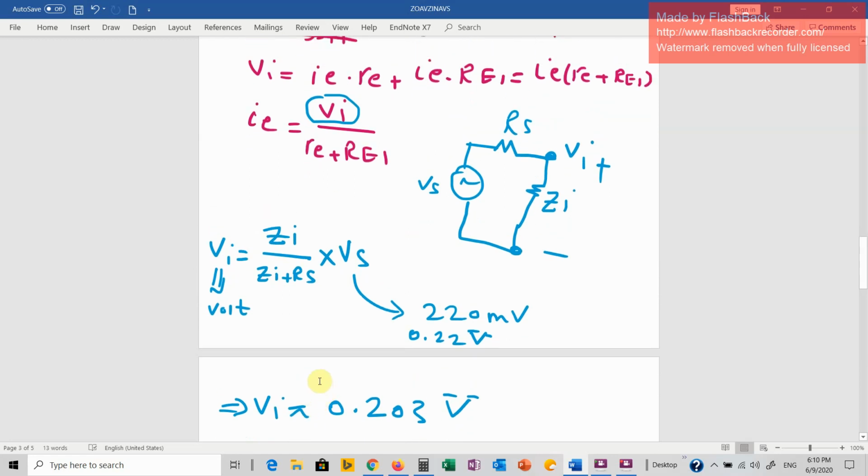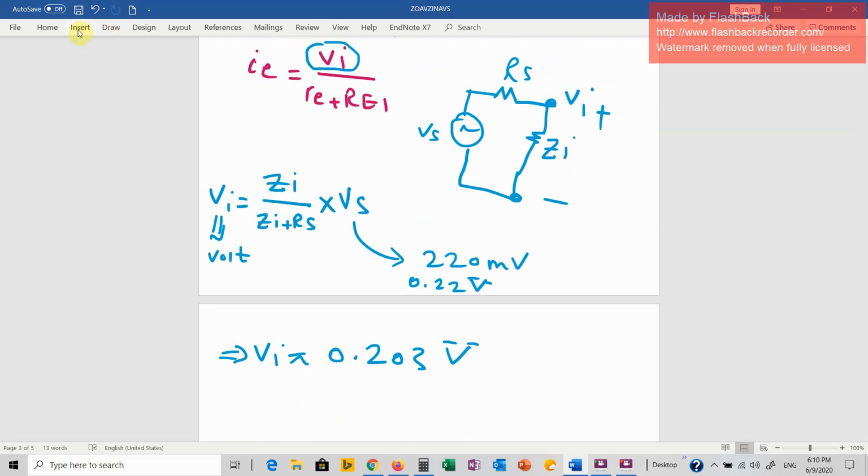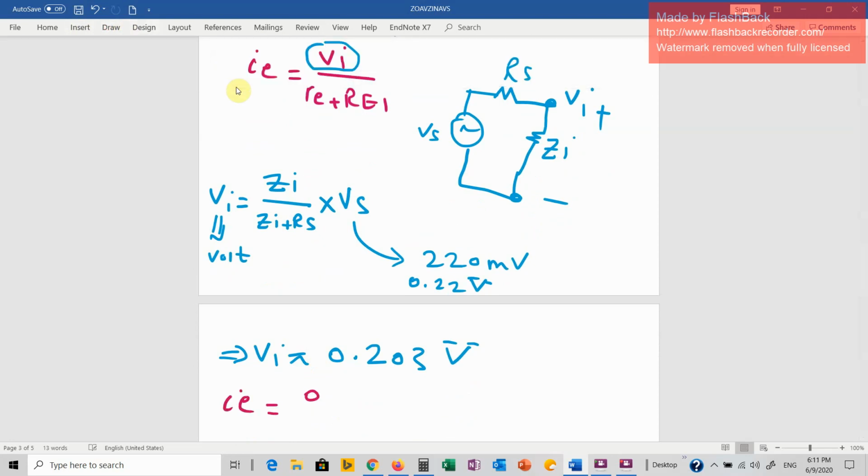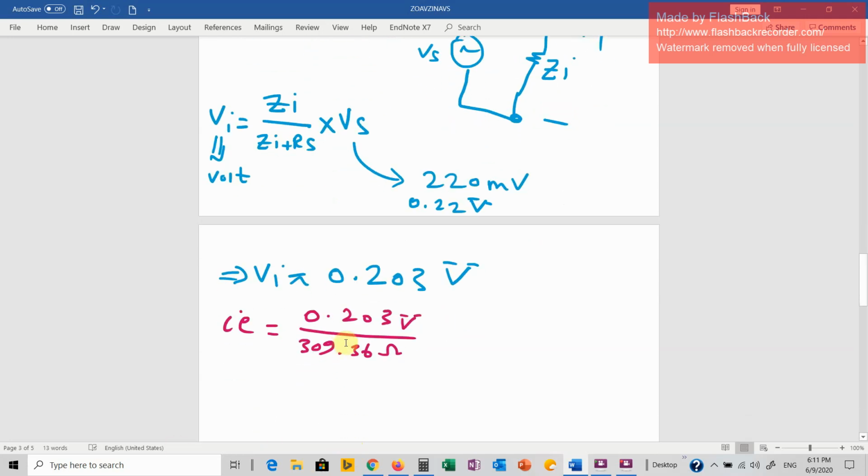Just plug Vi in there. So that means IE is equal to 0.203 over RE plus RE1. So this is 309.36, and of course this is in ohm and this is in volt, so your answer is going to be in amps. Whatever the answer is, just multiply by 1000 and you will get the answer in milliamps.